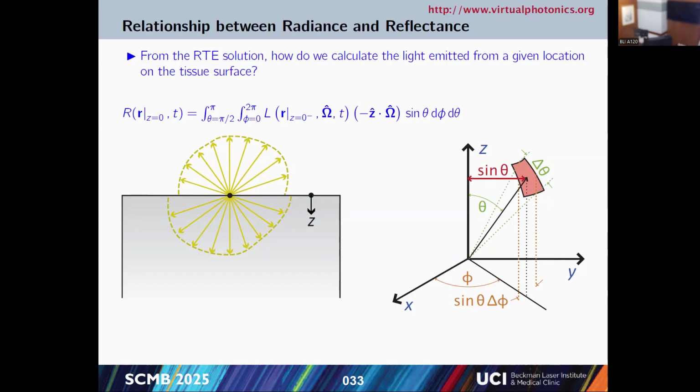Say this again, I'm sorry? Is the detector part of the equation, is it the minus z? Yes. So imagine you have a detector here, right? And it can receive light from multiple angles, right?